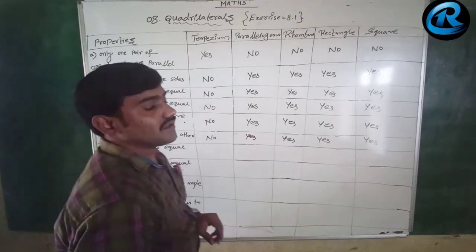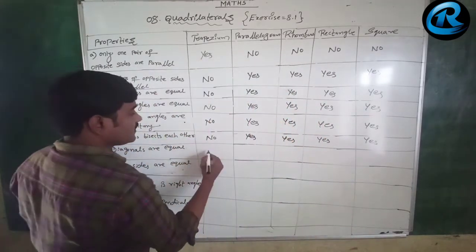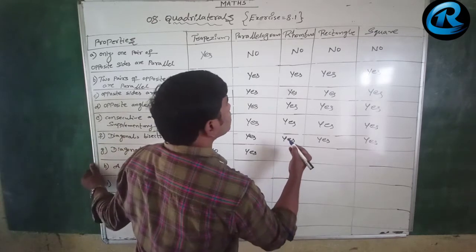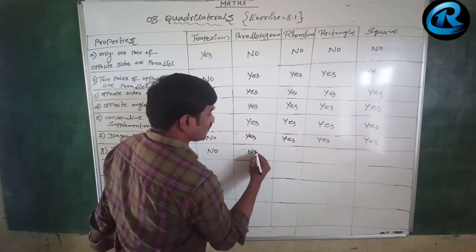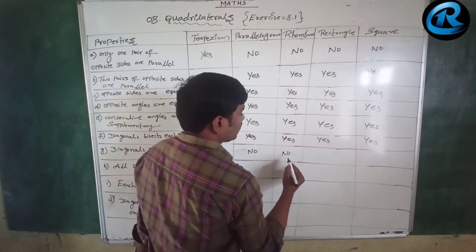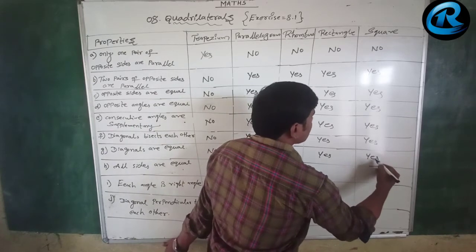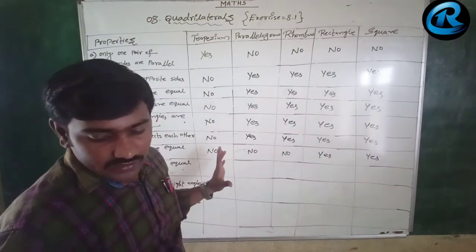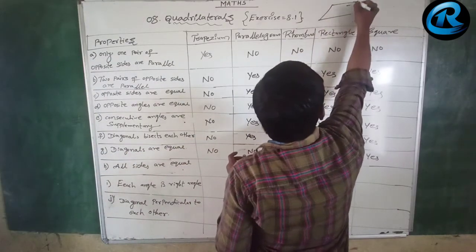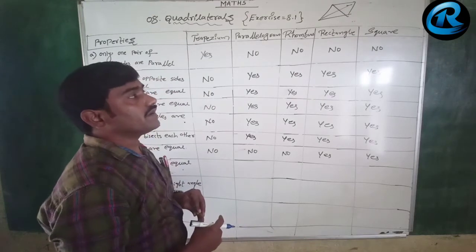Diagonals are equal. Are the diagonals equal? In the rhombus and the trapezium, diagonals are not equal. Sorry, in the parallelogram, diagonals are not equal actually; they are not of equal length. In the rhombus, no, they are not of equal length. In a rectangle, yes, diagonals are equal. In a square, yes, diagonals are equal. So in the parallelogram, the diagonals are not of equal length.